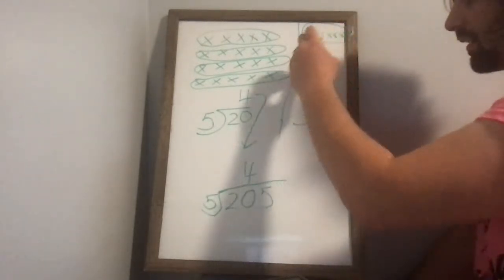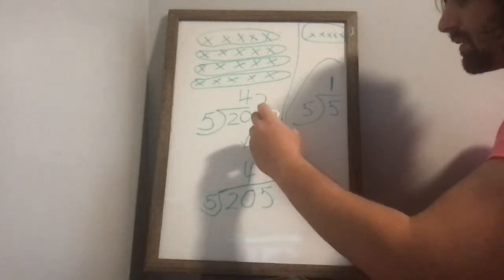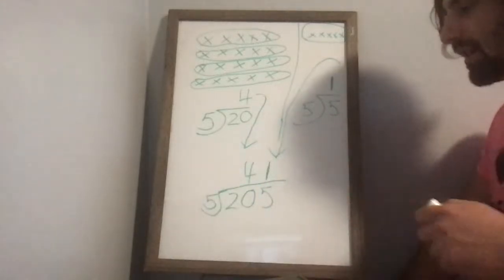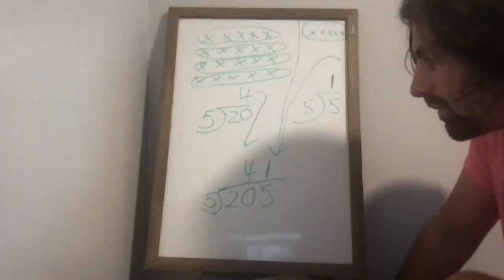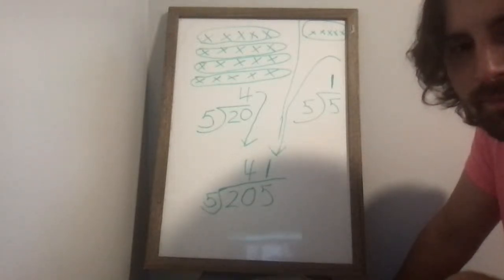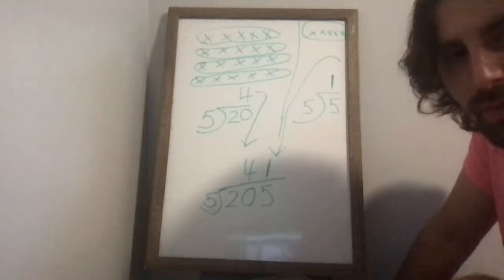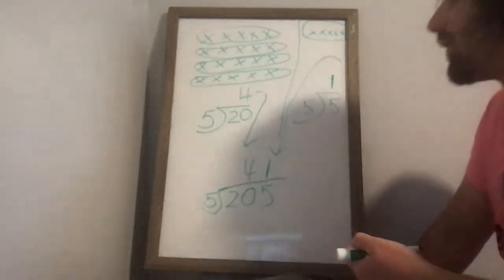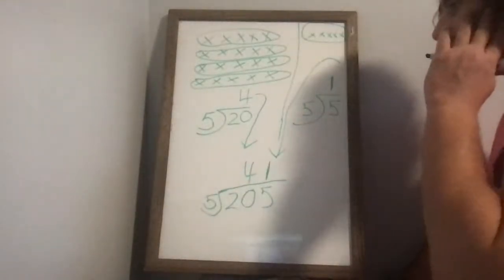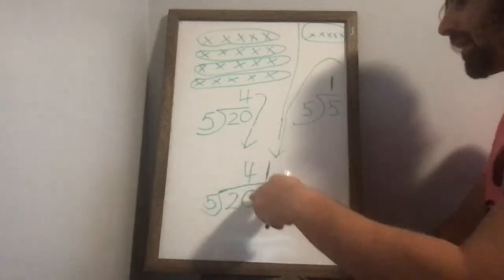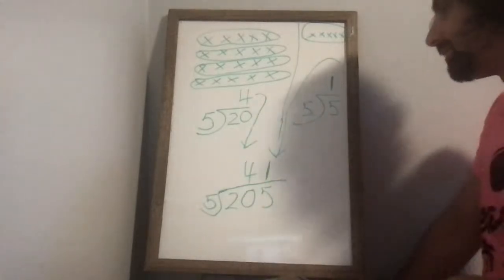So now if I bring this arrow down, we have our answer. 205 divided by 5 equals 41. So I used the array method, and I was successfully able to use my answers to the 2 simple division problems to figure out my answer to the long division problem.